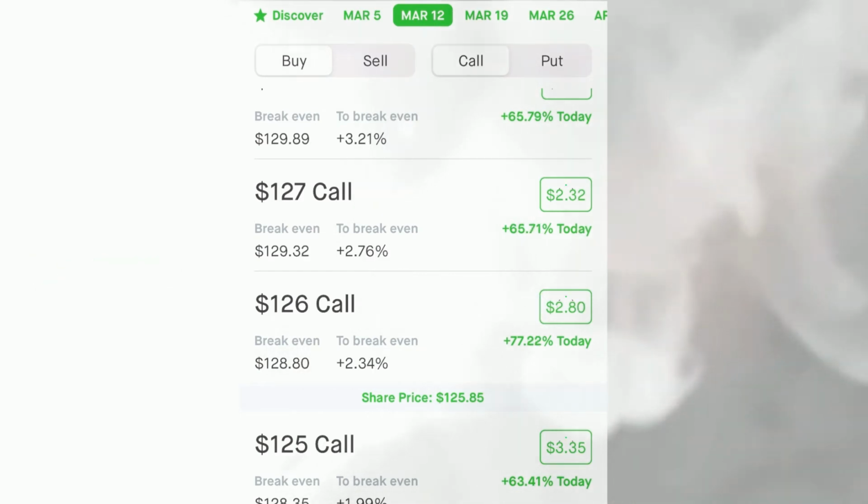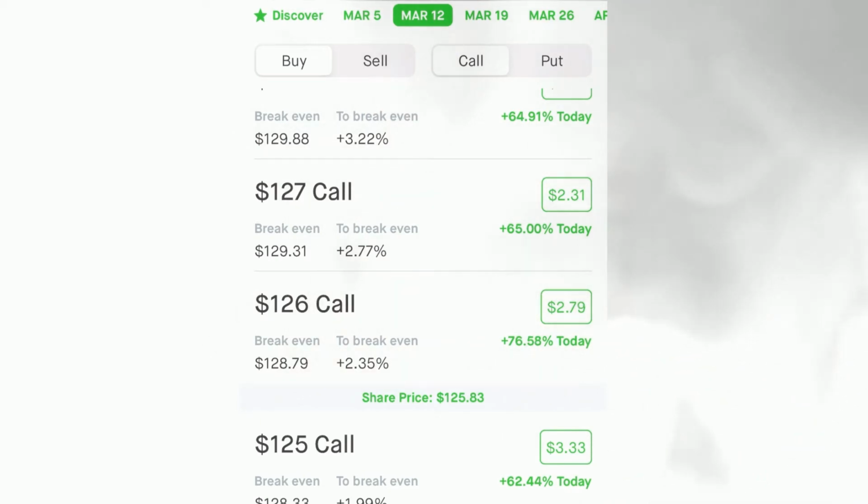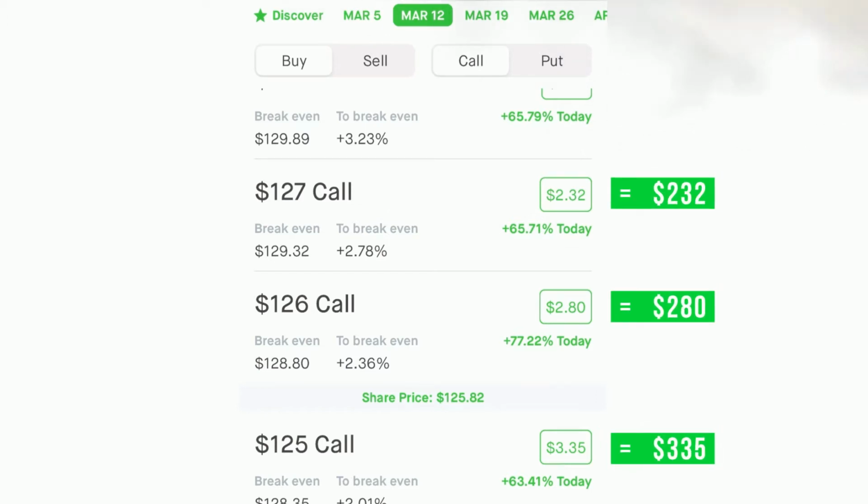On the right side, in this little green box, this is called the premium. This is how much you will be paying per share for 100 shares. Because remember, one contract is worth 100 shares. So the easiest way to see how much a contract is going to cost is just move the decimal over to the right twice. I know it's weird, but that's just how it is.